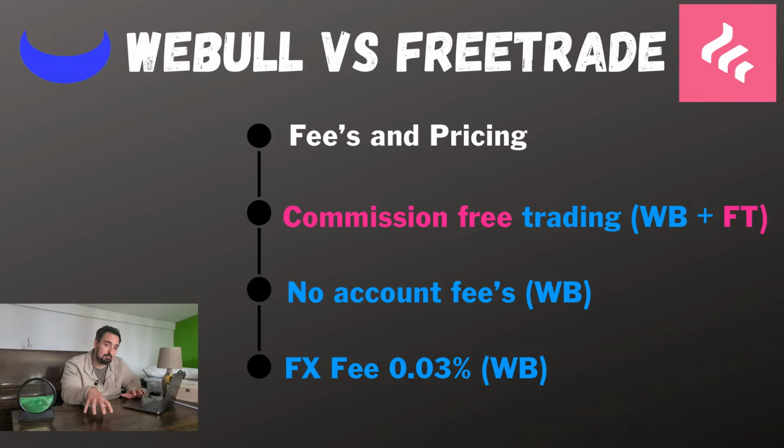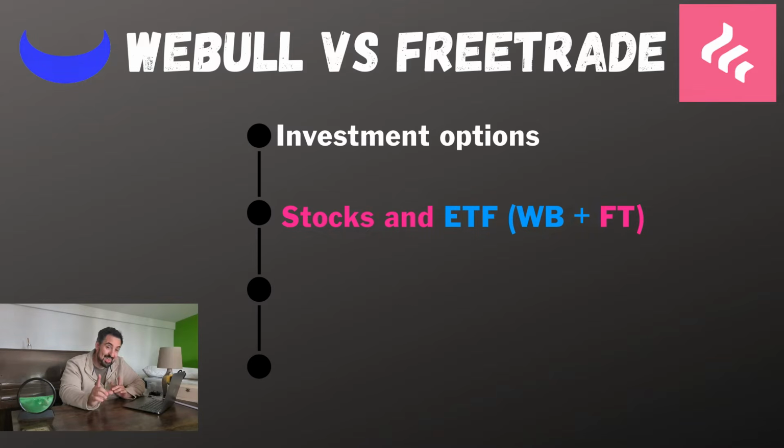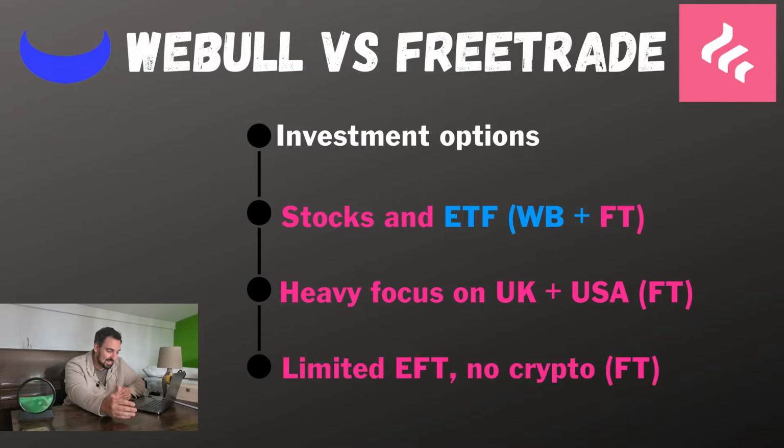But yeah, if you're UK based and you tend to buy individual US stocks, you've got to watch them fees, because on Freetrade they might just catch up with you, whereas WeBull is a little bit cheaper in that regard. Investment options. So both platforms offer stocks and ETFs, but there is a catch, as there always is with seemingly everything. Now, Freetrade, heavily focused on UK and US stocks. Limited ETF selection, unless you're on the Plus plan, and then things begin to open up quite a bit. No crypto, and no options and bonds.